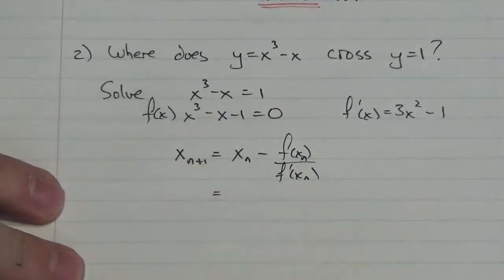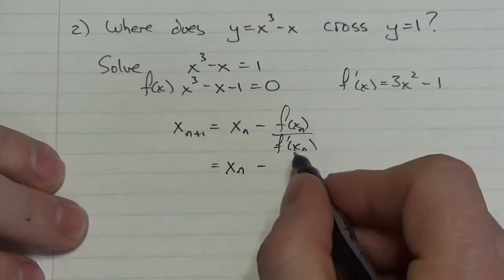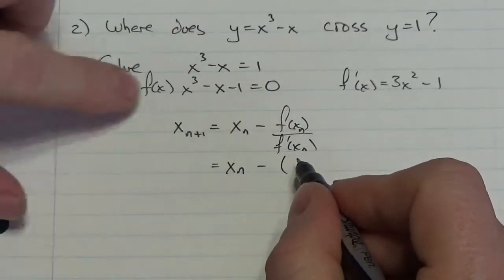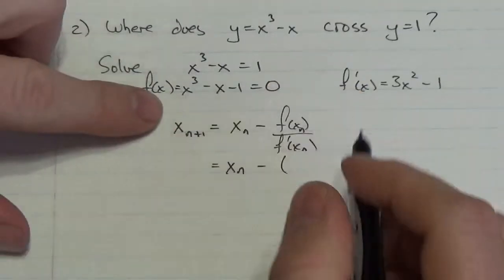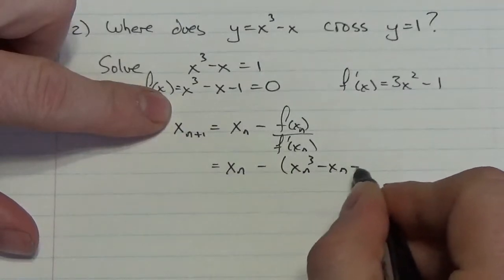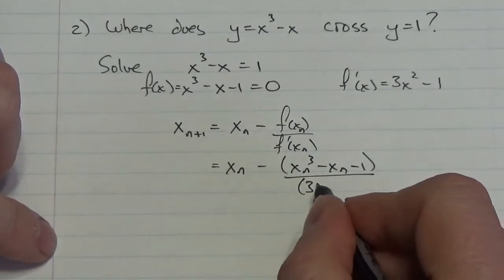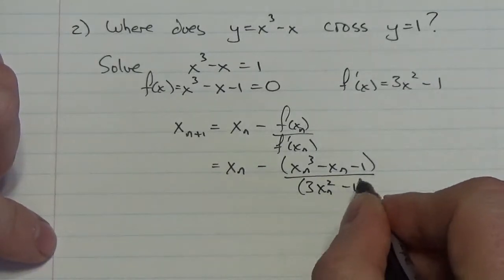And now let's plug in our pieces. So xn minus, okay, the original function. Now that's right here. Remember, whoops, I should put equals there. Xn cubed minus xn minus 1 all over 3xn squared minus 1.